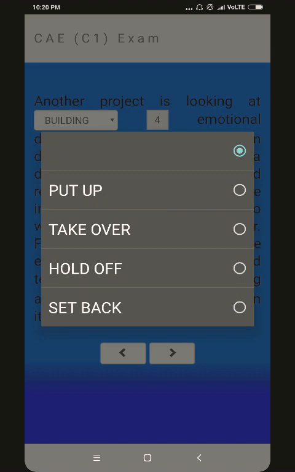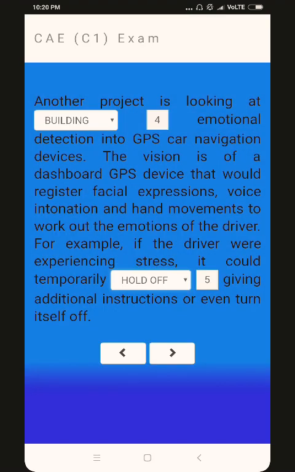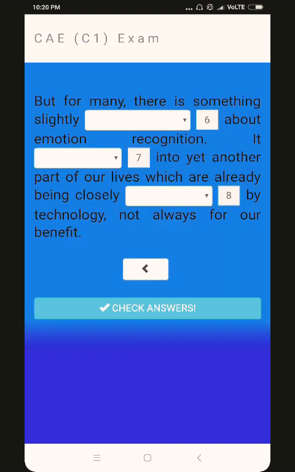Set back. Why will they set back? I don't think they'll set back. So I think the correct option fitting here is hold off. Okay, giving additional instructions or even turn itself off.